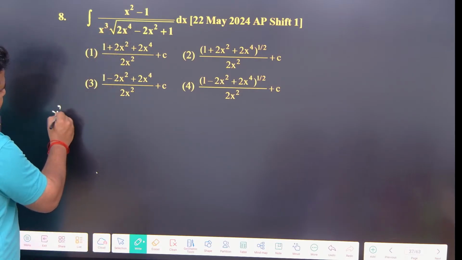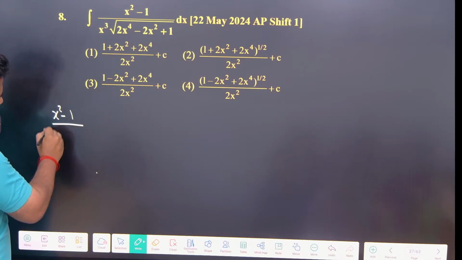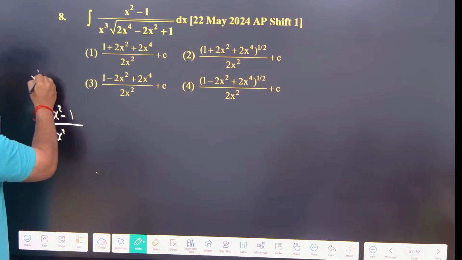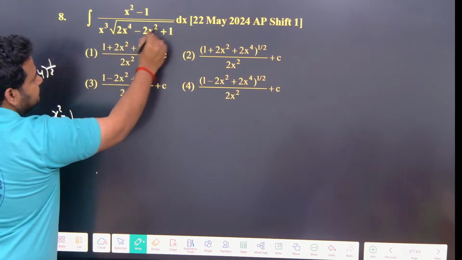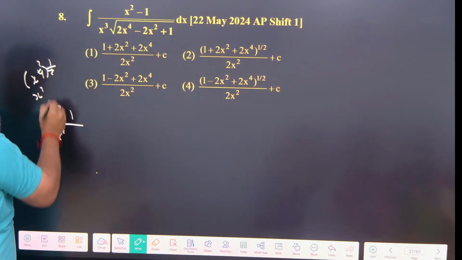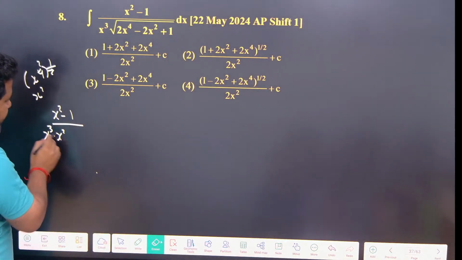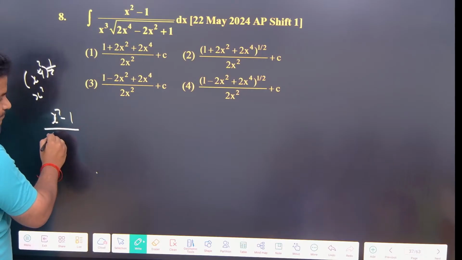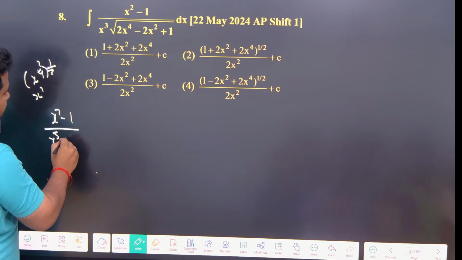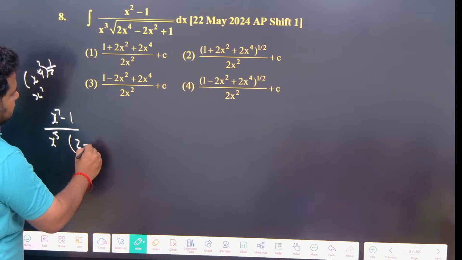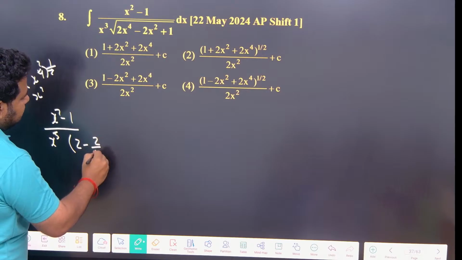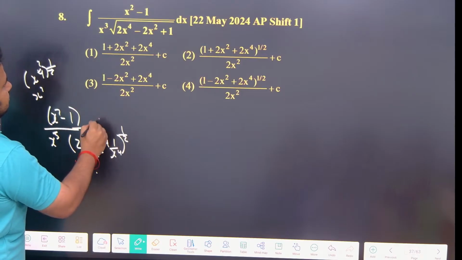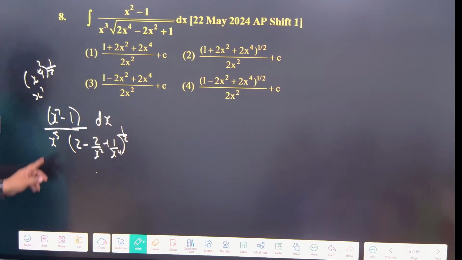So, we will have (x square minus 1) by x cube into x square. This is x power 4 to the power of 1 by 2. Here square root means 1 by 2, the 2 cancels, and I will have x square. So x cube into x square is x power 5. Within the square root, this will become 2 minus 2 by x square plus 1 by x power 4, to the power of 1 by 2. X square minus 1, this is dx, correct.